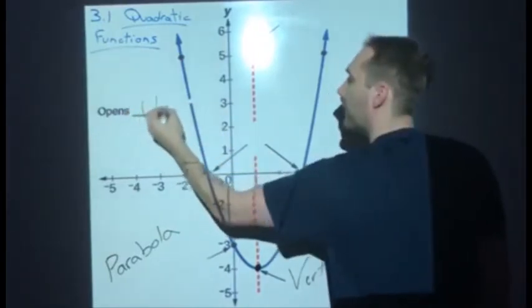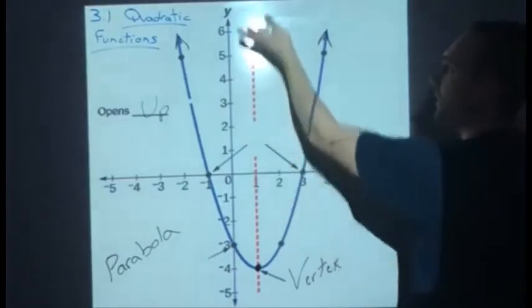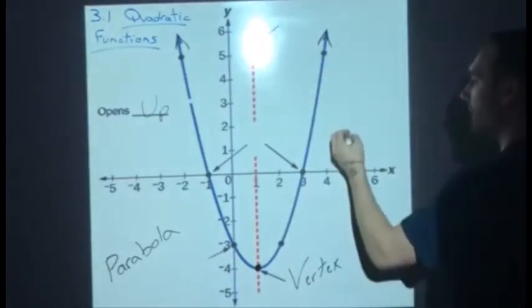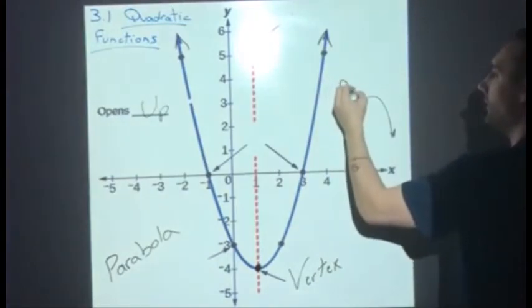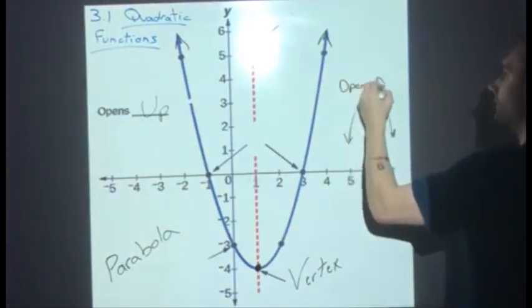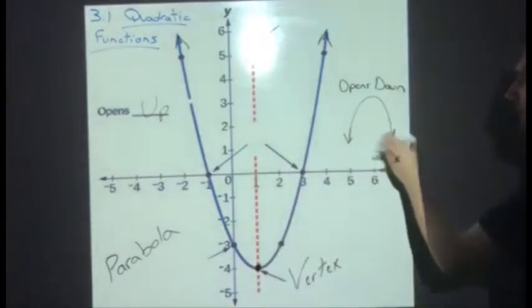Notice this parabola here is opening up. This one opens up, because if I see my arrows, they are going up towards positive infinity. If my parabola was going down like so, this one opens down. So here's an example of an up parabola. Here's an example of one opening down.